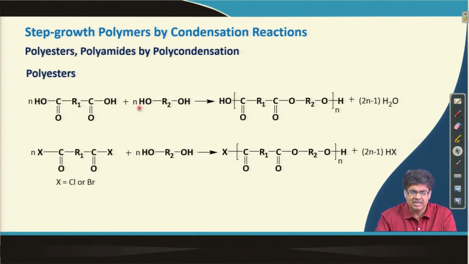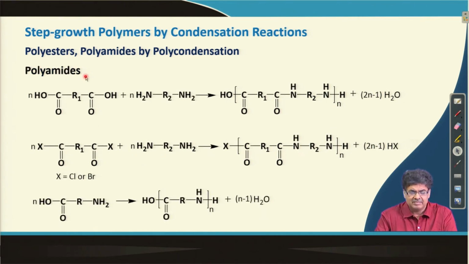Some examples of polymers and step growth polymer processes, general classes. This is an example of polyester, where we take a diacid and a dialcohol, and this is the ester group in the polymer. Similarly, we can make polyester using acid halides reacting with a dialcohol.